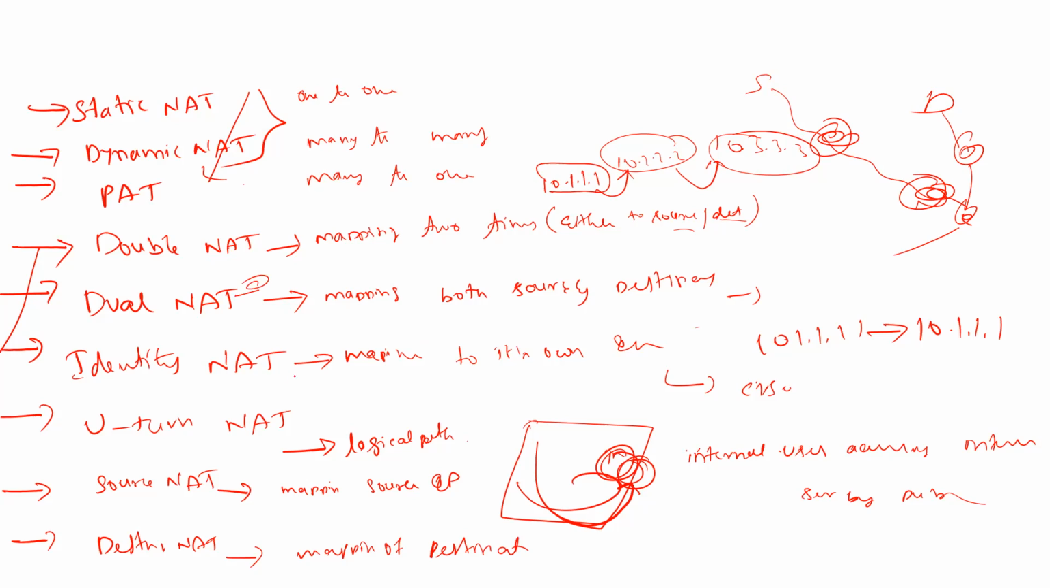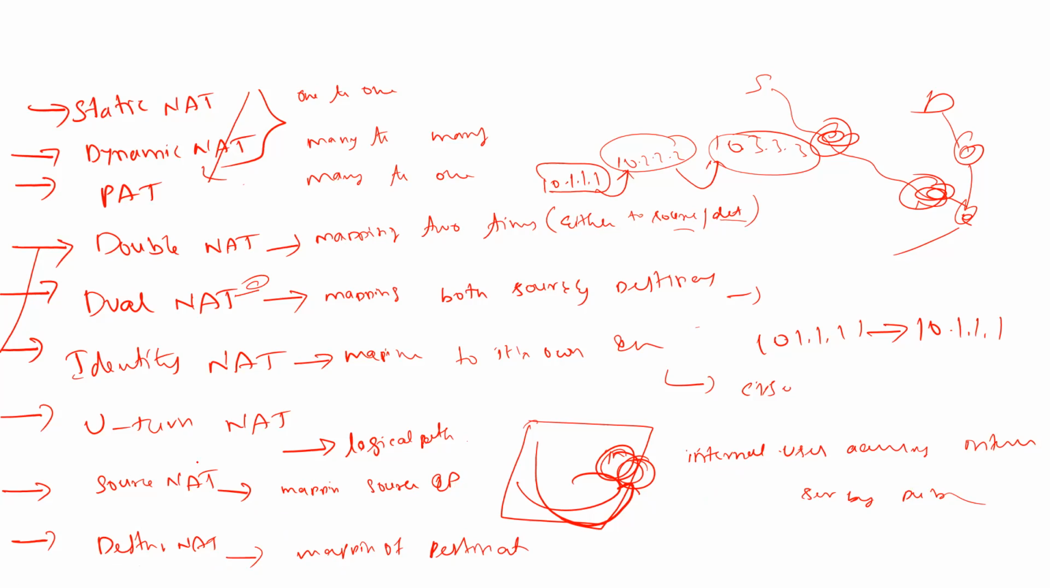Identity NAT is nothing but mapping of an IP address to its own IP address. And we have one more NAT, that is U-turn NAT. U-turn NAT is a logical path where internal users access the internal server by using the public IP address. And we have source NAT, mapping of the source IP address, and destination NAT, mapping of the destination IP address. So this is about NAT and the different types available.